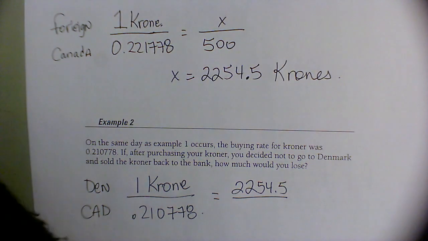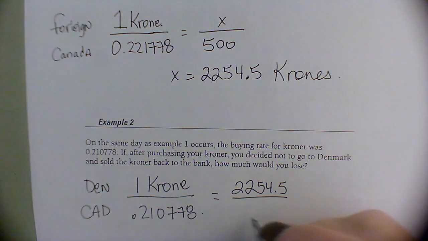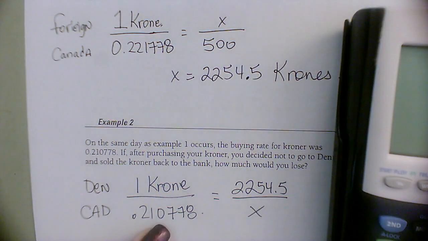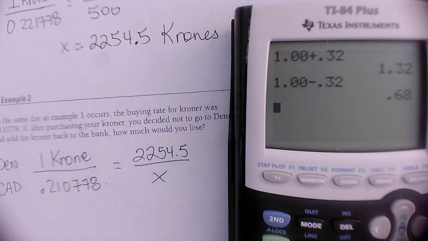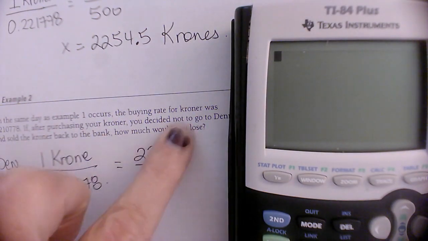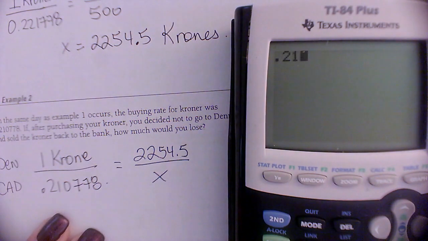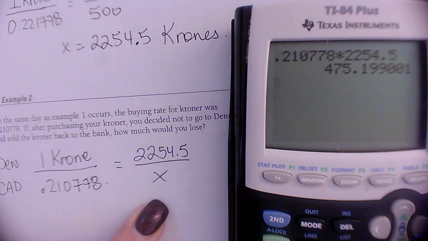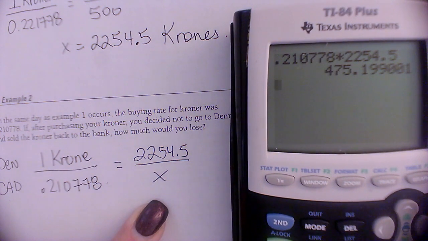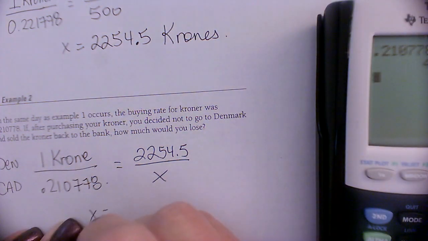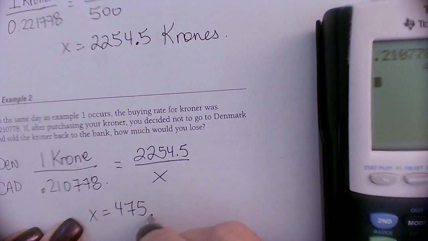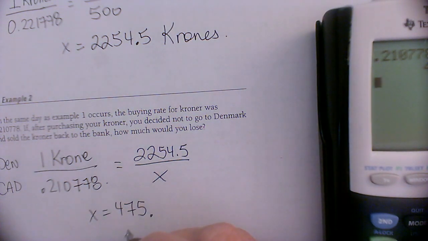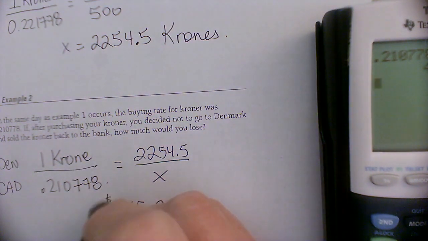Do you guys forget the decimal? All right, so when you cross multiply, check your calculator. Clear. I have the diagonal: 0.210778 times 2254.5, and then I can divide by 1. 475. Did you divide them, maybe? Yeah. That might have been your issue. You had to multiply. So what is that, 475 point what? And I'm going to 2 decimal places this time because it's Canadian money, right? And this is Canadian.